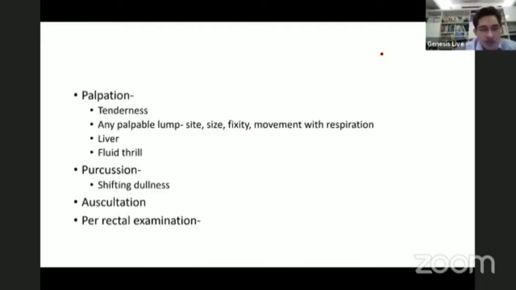Okay, so we check for the different qualities of the lump. We have to check for the liver fluid trail, which we have discussed, shifting dullness, whether there's an ascites. You can do an auscultation. Never forget to do a per rectal examination.